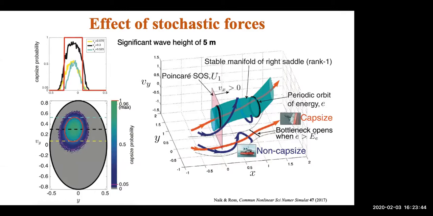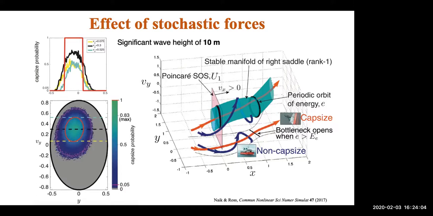Even if you have random wave forcing, there's still regions of high probability of capsize that are right where we would expect them in the idealized no random wave case. So this is for a significant wave height of 5 meters for a particular size fishing vessel. If we double that, so a significant wave height of 10 meters, like these are waves as big as this room, nightmarish, there's still some region of capsize that peaks right where we would expect it using the tube dynamics framework.